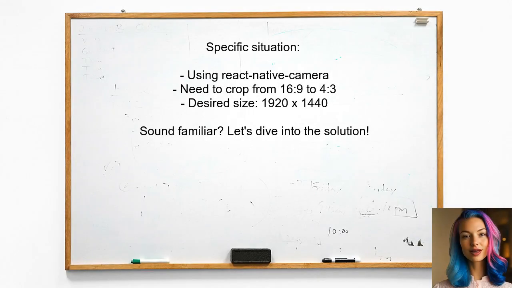Here's the specific situation we're addressing. A user is using the React Native Camera library to capture photos, but they need those images cropped from a 16:9 ratio to a 4:3 ratio. They want to achieve a size of 1920 by 1440 pixels. Sound familiar? Let's dive into the solution.